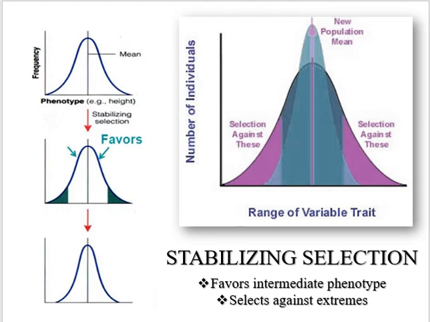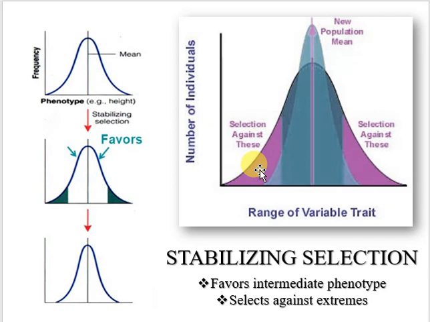Stabilizing selection occurs when the intermediate phenotype, or kind of the average trait value, is favored over either extreme. So you have the preference or selection for an average or intermediate phenotype, selection against either extremes. So selection against phenotypes that are occurring at these extreme ends.